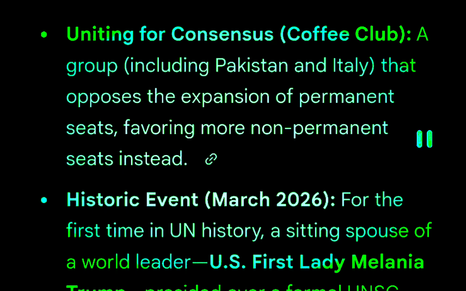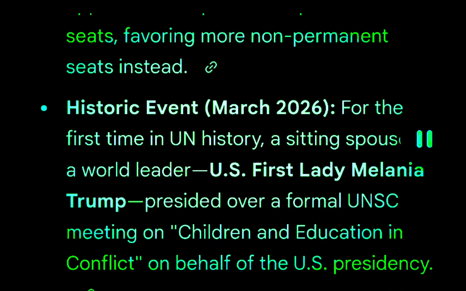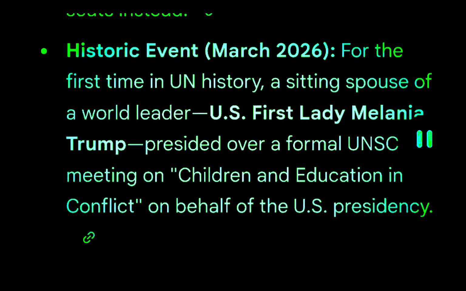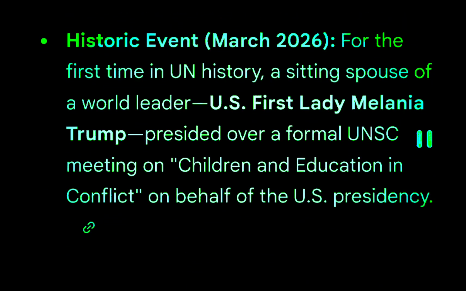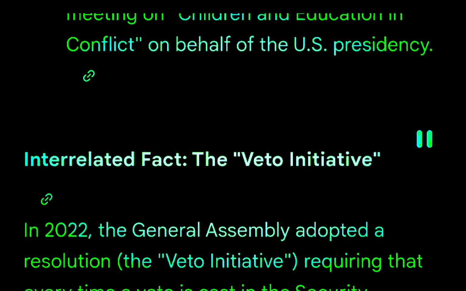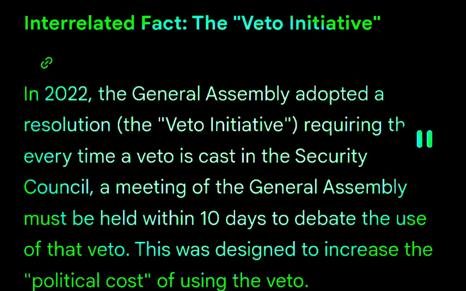Historic event: in March 2026, for the first time in UN history, a sitting spouse of a world leader, US First Lady Melania Trump, presided over a formal UNSC meeting on children and education in conflict, on behalf of the US presidency. Interrelated fact: the veto initiative.